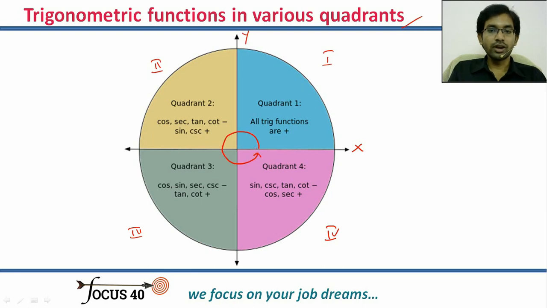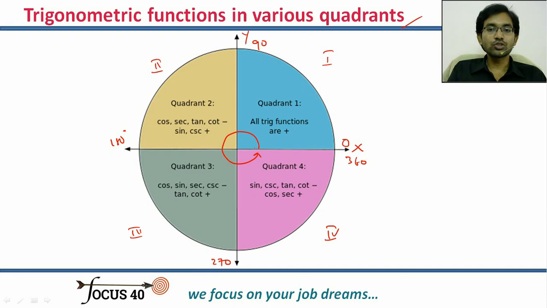So in the first quadrant, the angle ranges between 0 and 90 degrees. And in the second quadrant, it is between 90 and 180 degrees. And in the third quadrant, 180 to 270. And in the fourth, 270 to 360. So once it completes the circle, it completes 360 degrees, and it will again start from 0 degrees.